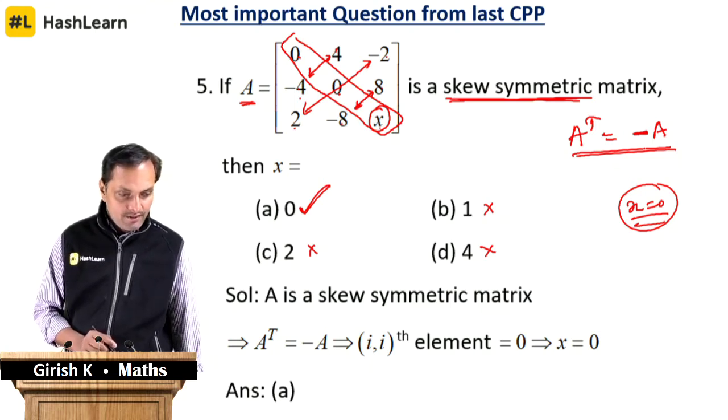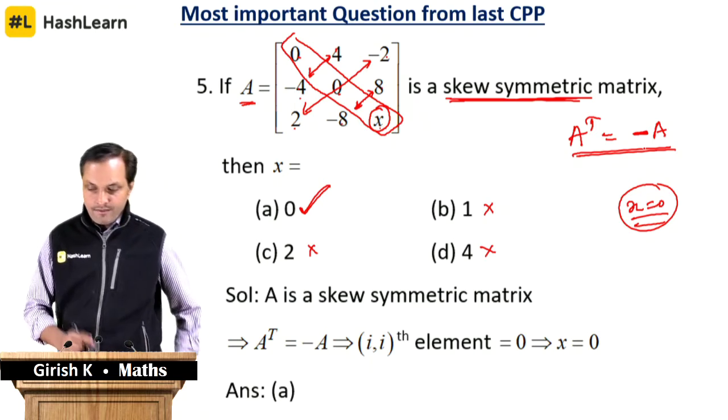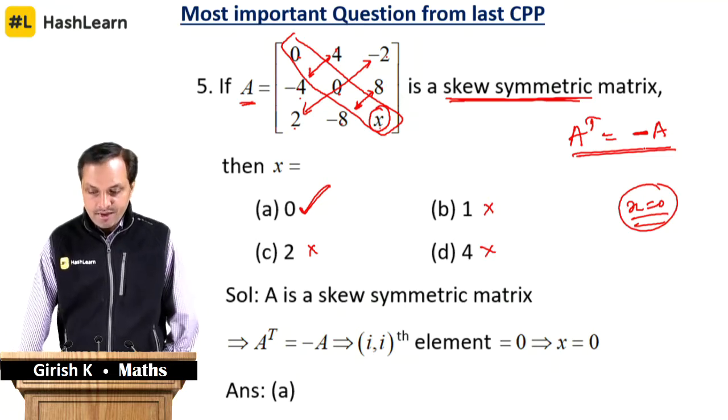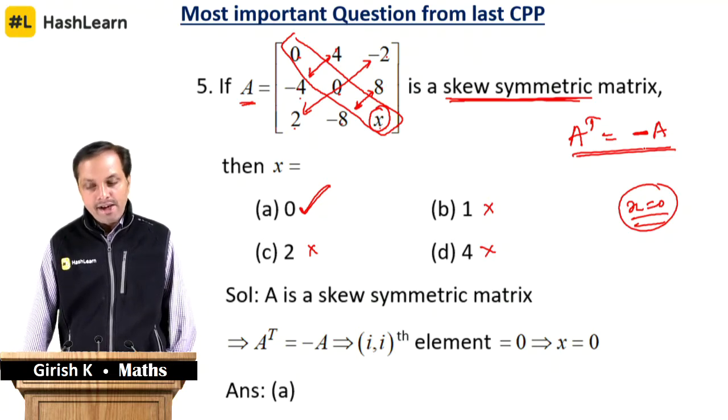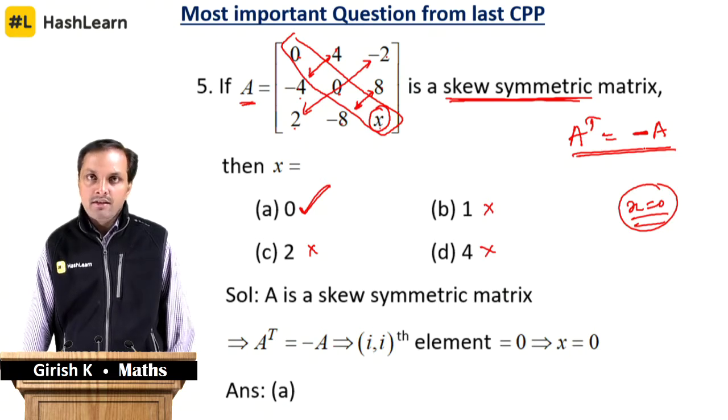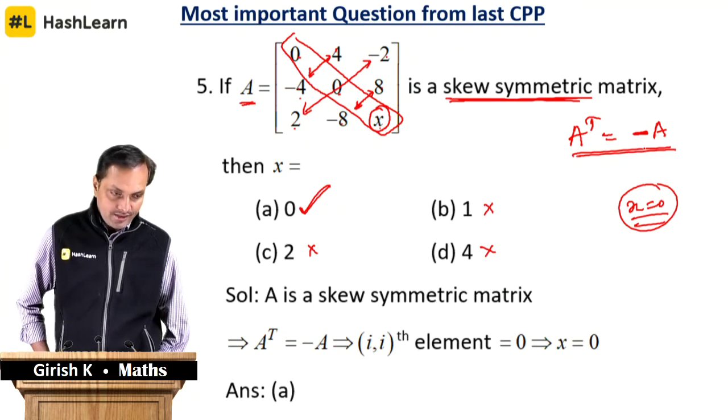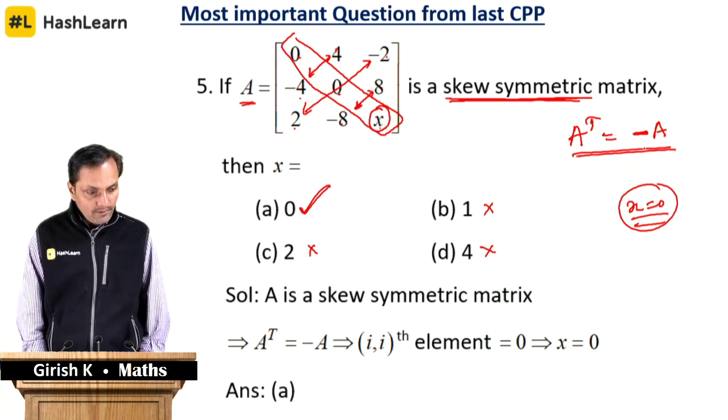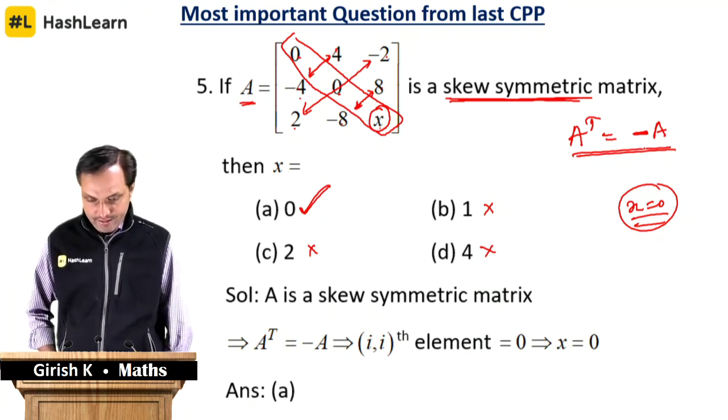Yes, Riva, hope you followed the concept. X is equal to 0 is the only possibility where A transpose is the same as minus A. Okay, fine then.